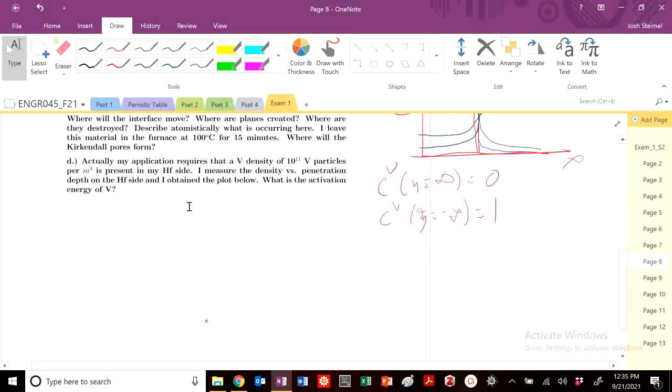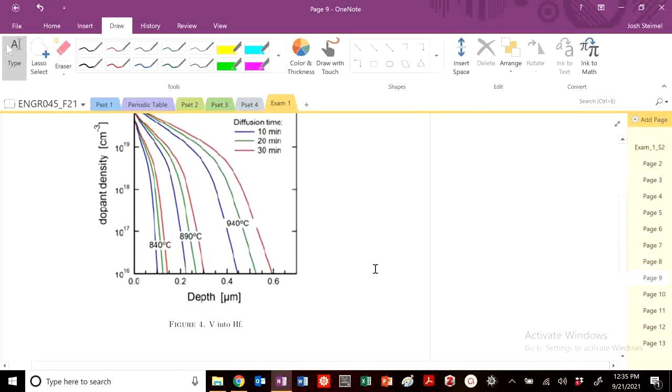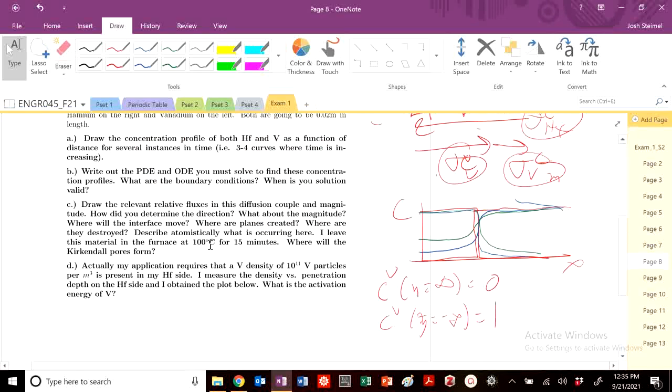Great, excellent. So my application actually requires 10 to the 11th V particles per meter squared on my Hf side. And I measured the density versus penetration depth on the Hf side, and I obtained the plot below. What is the activation energy of V? So I'm looking at the activation energy, and I need, let's see, it said I need 10 to the 11th V particles per meter cubed.